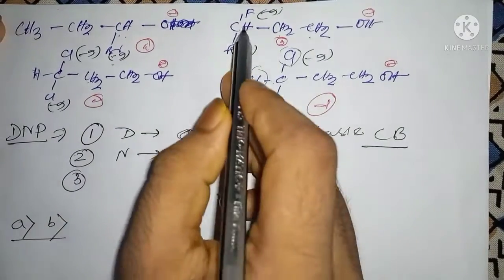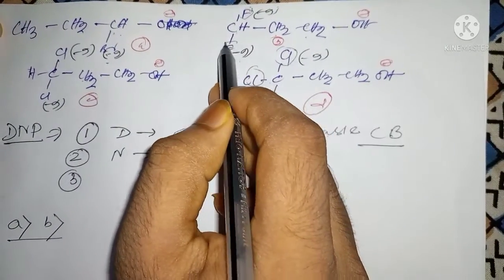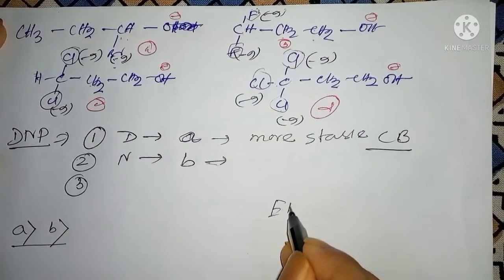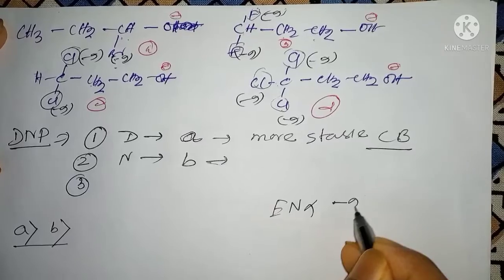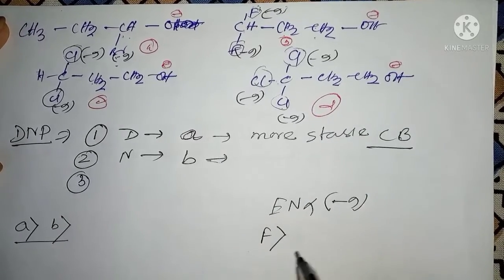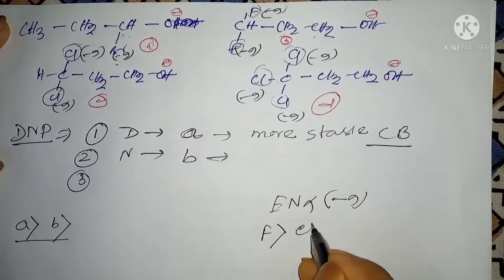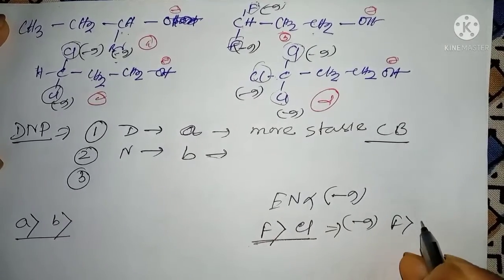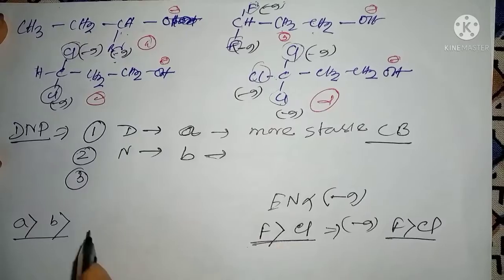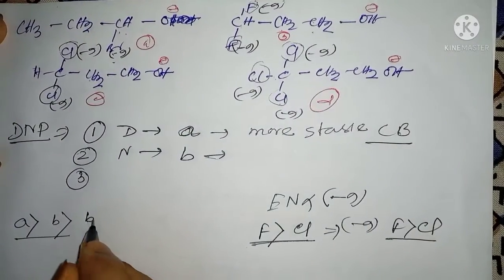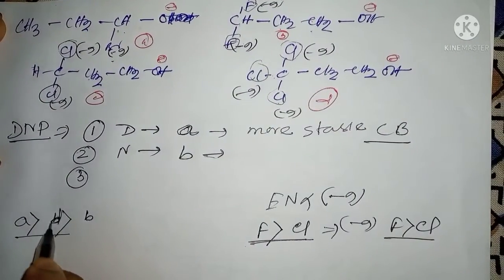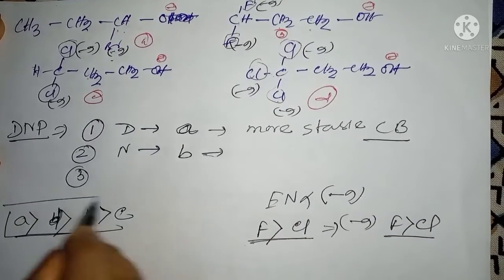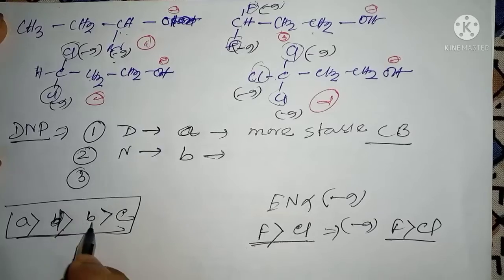Then third, check power: 2 are F, 2 are Cl. We know electronegativity is proportional to the minus I effect. F is more electronegative than Cl, so the minus I effect order is F greater than Cl. So option D, sorry, option B is greater than option C. So A, D, B, C.